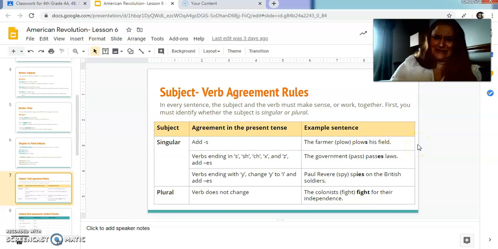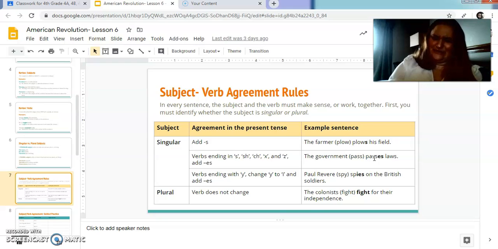And it'll make sense to you when you hear it, especially with the singular and plural, because you wouldn't say the farmer plow his field, right? It sounds absolutely crazy. So you know that you automatically put an S on that because it's a singular subject and verb. Now, the only thing that gets complicated is when we have verbs that end in certain letters, and there's different rules for them. So if a verb ends in S, SH, CH, X, or Z, you add ES. So an example of that, the government passed laws. The government passes laws. So notice we didn't add just an S because that would look crazy. If you had like three S's there, it'd be like the government passs laws. So we have to add an ES onto it.